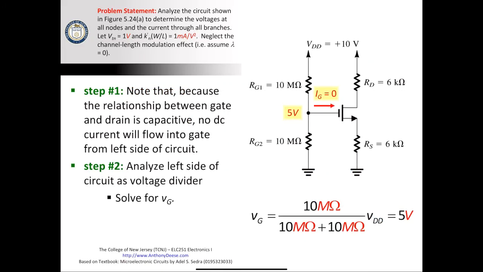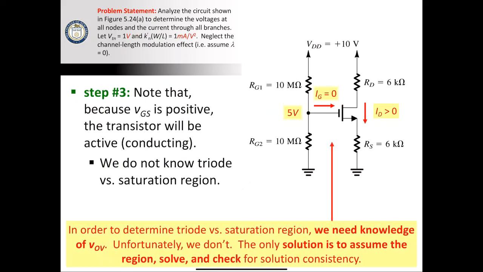All right, so note that because the relationship between the gate and the drain is capacitive, this is essentially a capacitor right here with a dielectric material in the middle, no DC current will flow through the gate and IG is equal to 0. So we can very easily and quickly solve for VG, which will give us 5 volts. Note that because VGS is positive, the transistor will be active and conducting. This is an enhancement type NMOS transistor. And so, right, we know that'll be when there is some channel formed.